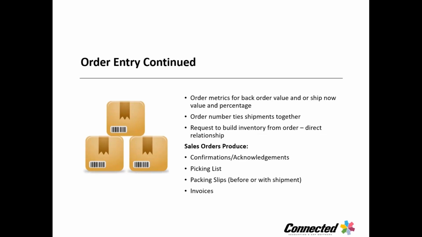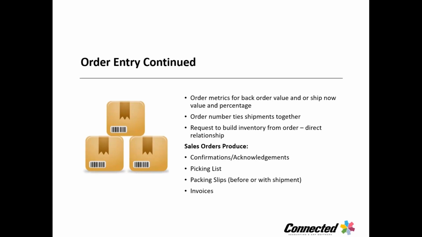And then just to continue on with the order entry discussion, we have metrics for orders where you can see what the back order totals are, the percentages, the quantities, what you have committed, ready to ship, but haven't actually released. You can see those within an order or in a list of orders showing you the totals and percentages for the entire set of open orders.